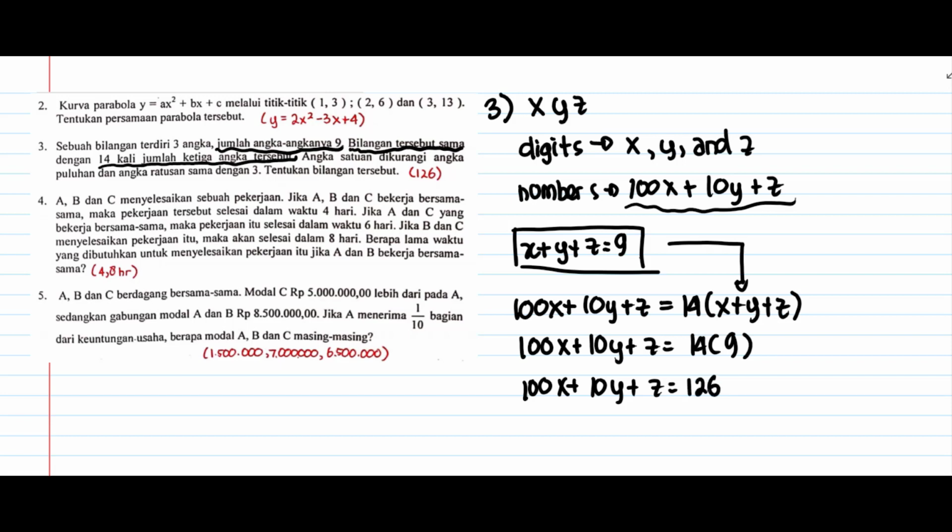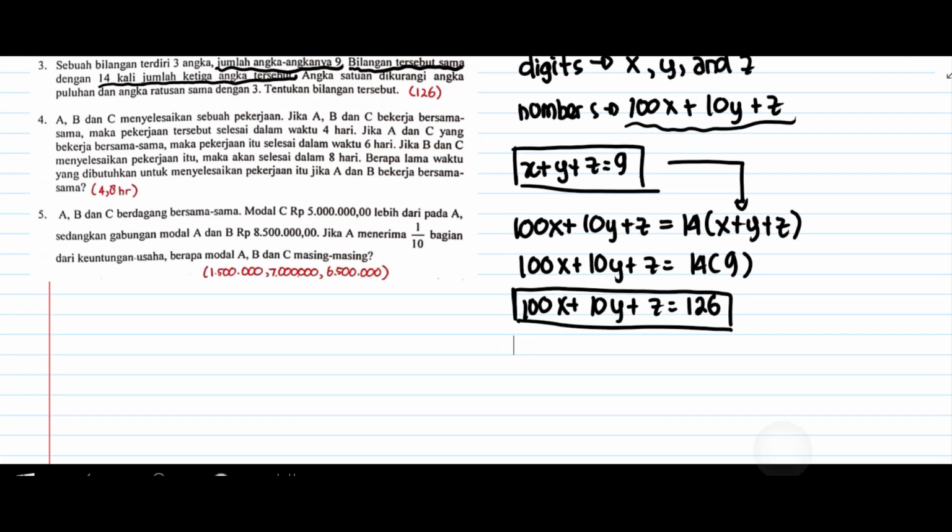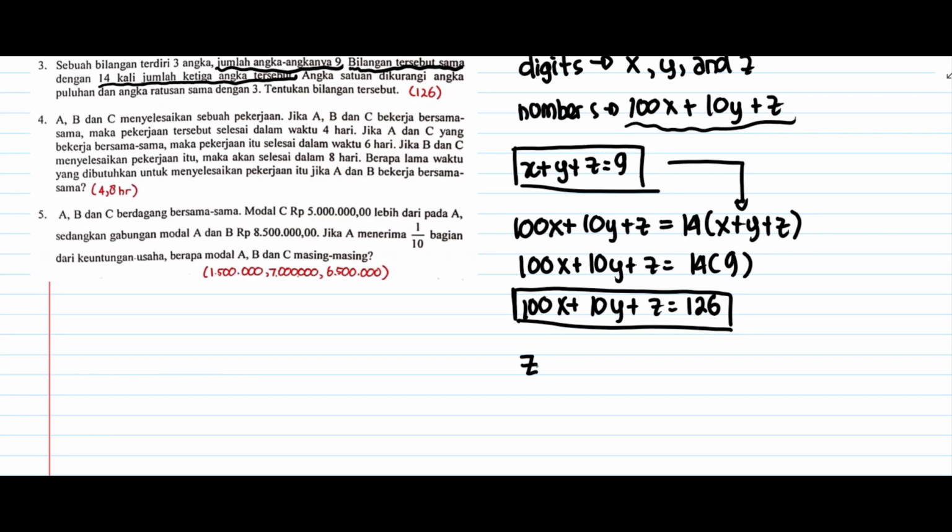Nah, ini yang kedua. Terus yang ketiga, angka satuan dikurangi angka puluhan dan ratusan sama dengan 3. Angka satuan itu yang z tadi. Kalau dikurangi angka puluhan itu berarti y, terus dikurangin lagi angka ratusan, yaitu x, hasilnya sama dengan 3. Nah, ini yang ketiga, tapi kita susun dulu yang rapi: minus x, minus y, plus z sama dengan 3.